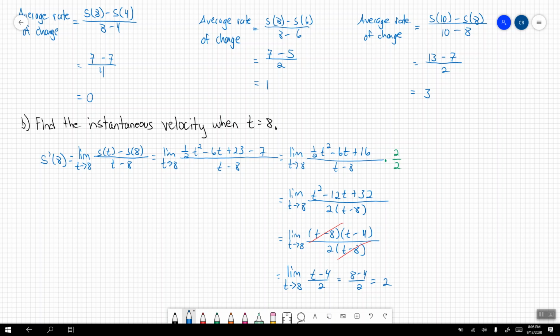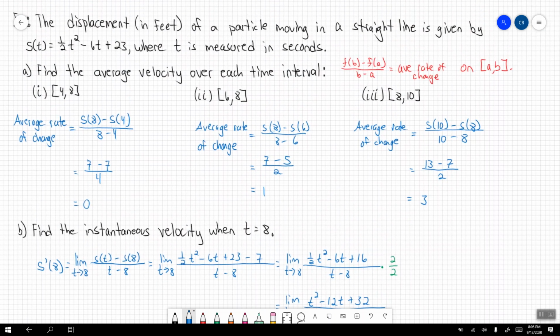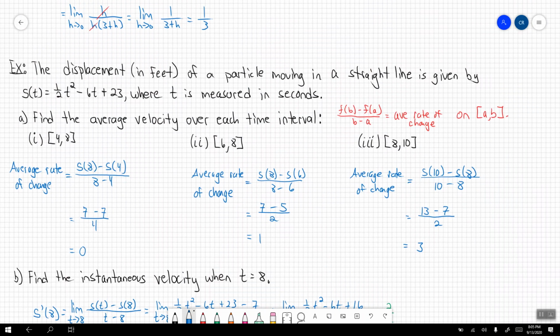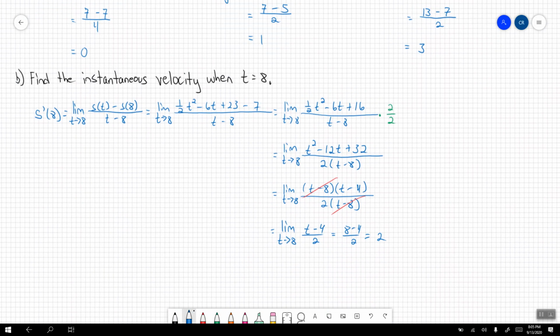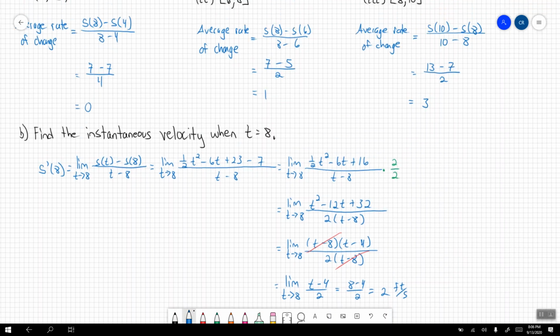Well, the instantaneous velocity in this particular case is going to be 2, and we're going to go back to the original problem, and we're now going to start taking this unit of measurement for this velocity. Since we're given feet, and since t is in seconds, the velocity here is going to be in feet per second. So the instantaneous velocity when t is equal to 8 for this function is 2 feet per second.